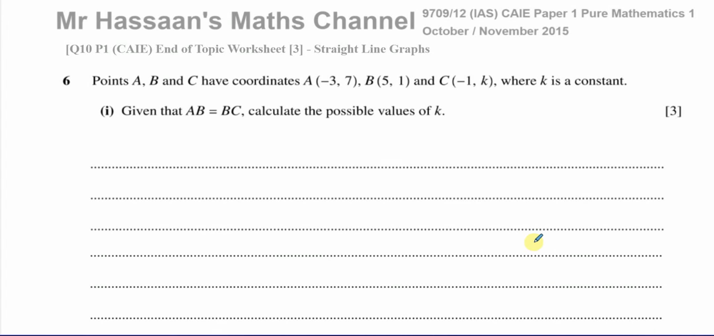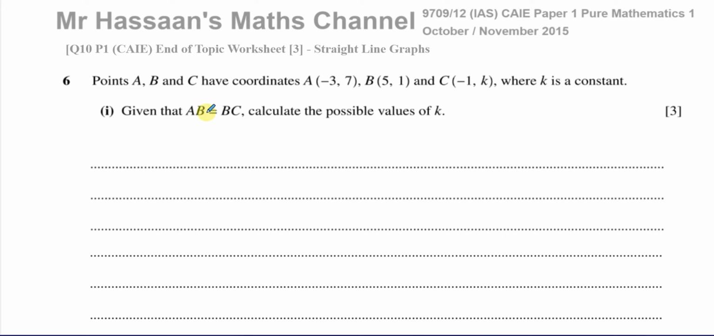Okay, welcome back. This is Mr. Hassan's Maths channel, and we have now question number 6 from the October-November 2015 Pure Mathematics Paper 1 from Cambridge. This is the 9709 syllabus. This is Paper 1 Variant 2, which also happens to be question number 10 from my end of topic worksheet for straight line graphs for my P1 collection.